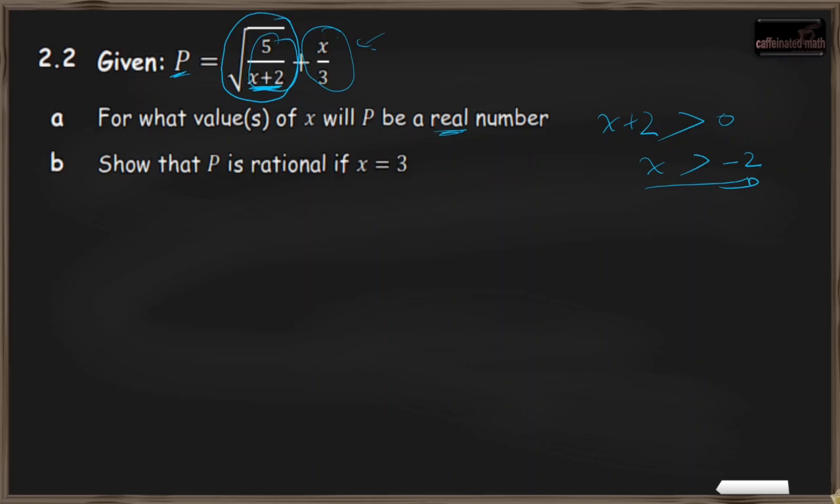Somehow that sounded funky. Well, 2 marks, 1 for the correct inequality and 1 for simplification. Show that p is rational if x is equal to 3.